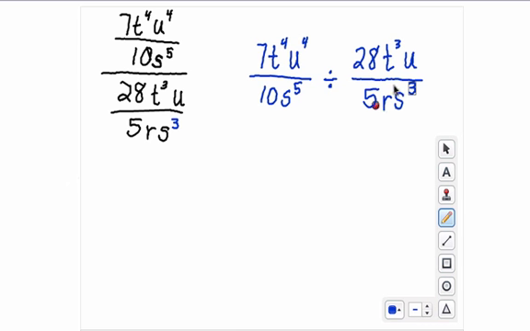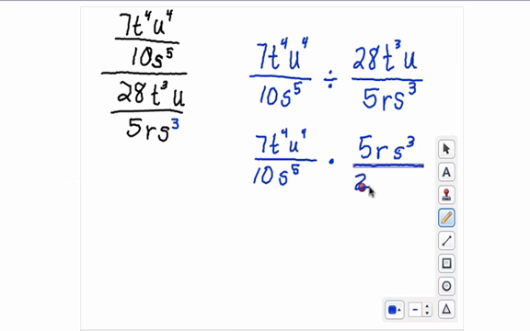Okay, so hopefully you're looking at that and saying, hey, I know how to do that. We just did that. So we're going to change this division, remember, to multiplication, flip the fraction on the right, simplify, multiply. Okay, so 7t to the 4th u to the 4th over 10s to the 5th. This part stays the same. Change the division to multiplication, flip the fraction on the right. So this becomes 5r s to the 3rd all over 28t to the 3rd times u.